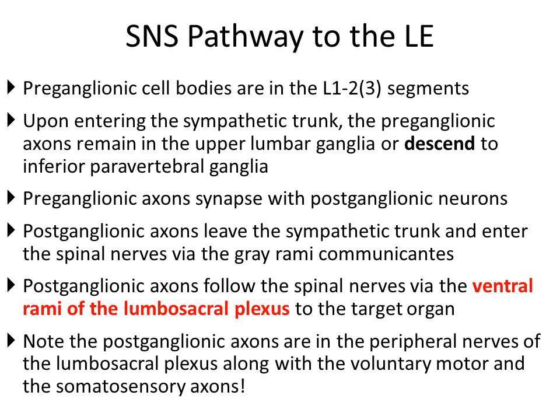The postganglionic axon will leave the sympathetic trunk and enter the spinal nerve via the gray ramus communicans. It will follow the spinal nerve into the ventral ramus and then follow the ventral ramus into the lumbosacral plexus. And it will take a branch of the lumbosacral plexus to the target organ.